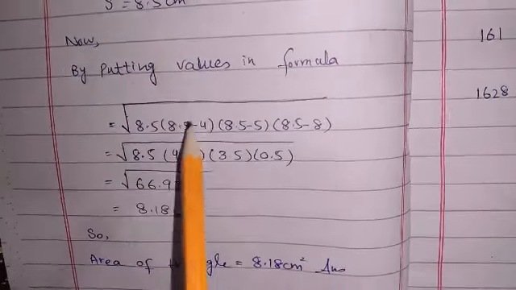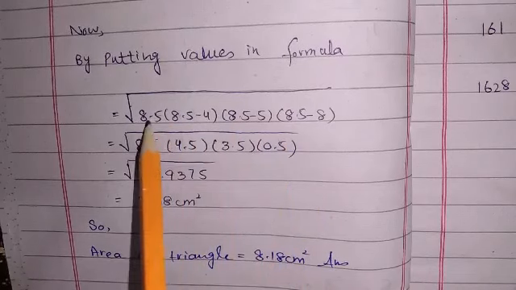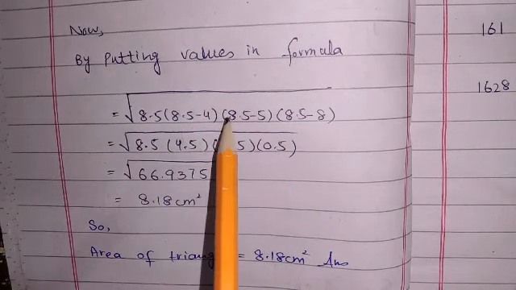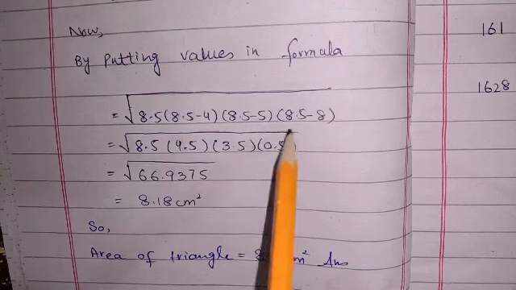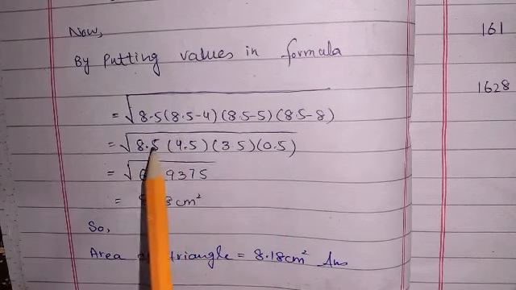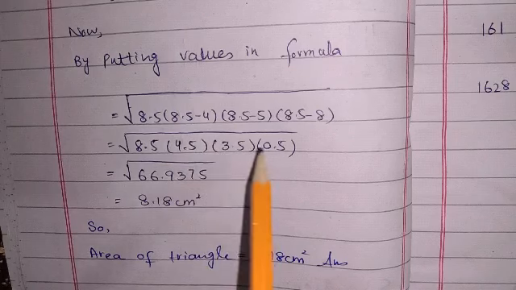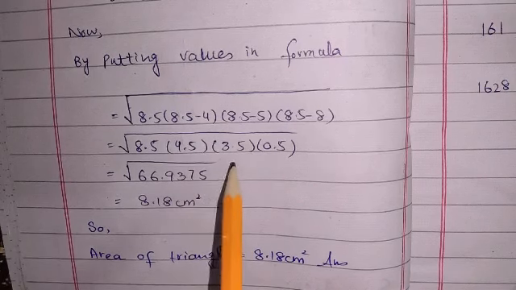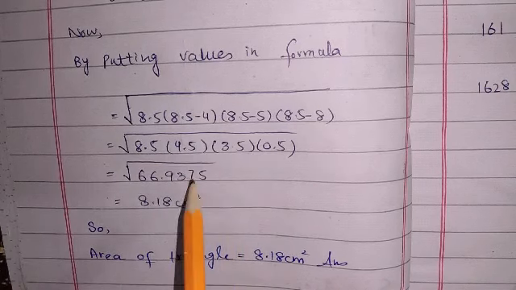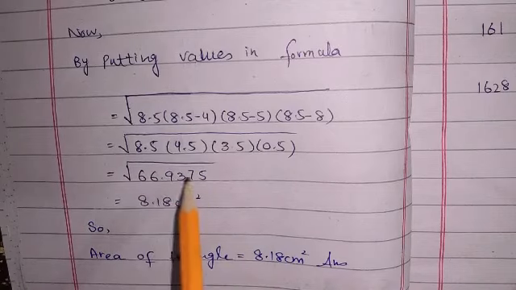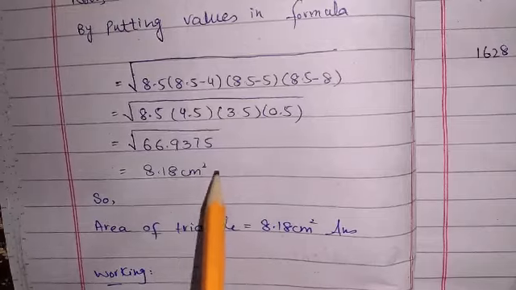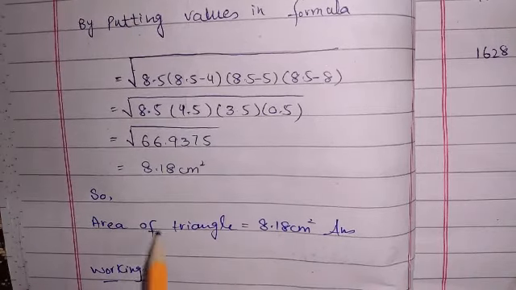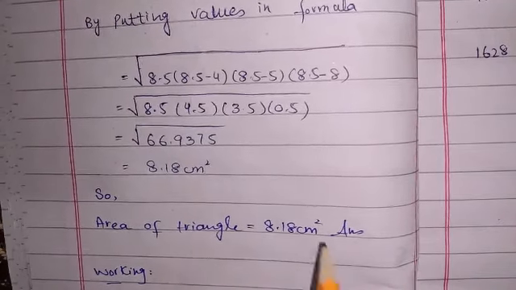Now students, we will put the values in Heron's formula. Square root 8.5 into 8.5 minus 4 into 8.5 minus 5 into 8.5 minus 8. After the subtraction, we got square root 8.5 into 4.5 into 3.5 into 0.5. After the multiplication of all the numbers, we got square root 66.9375. After getting the square root, we got 8.18 centimeter square, which is our answer. So area of triangle is equal to 8.18 centimeter square.